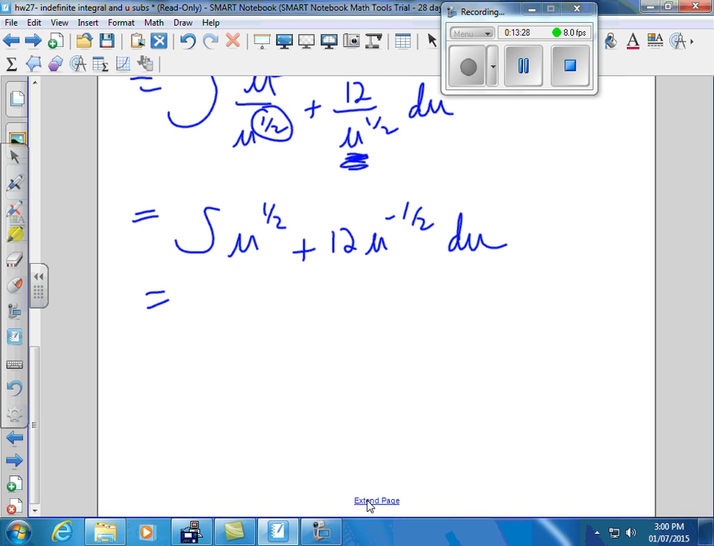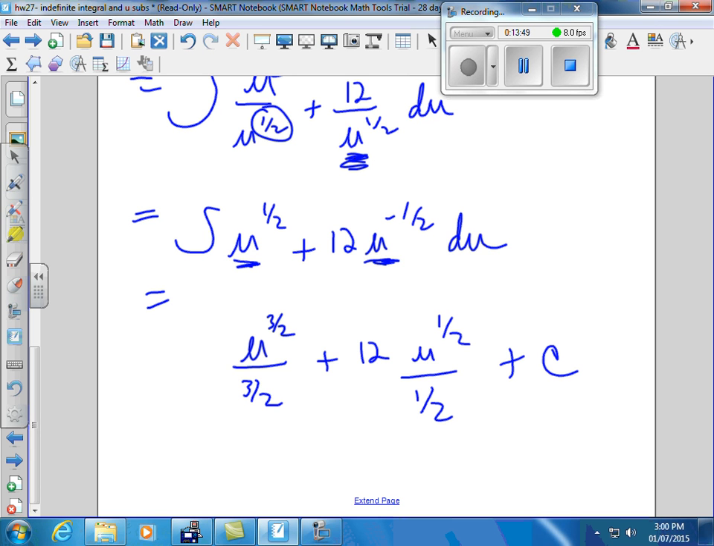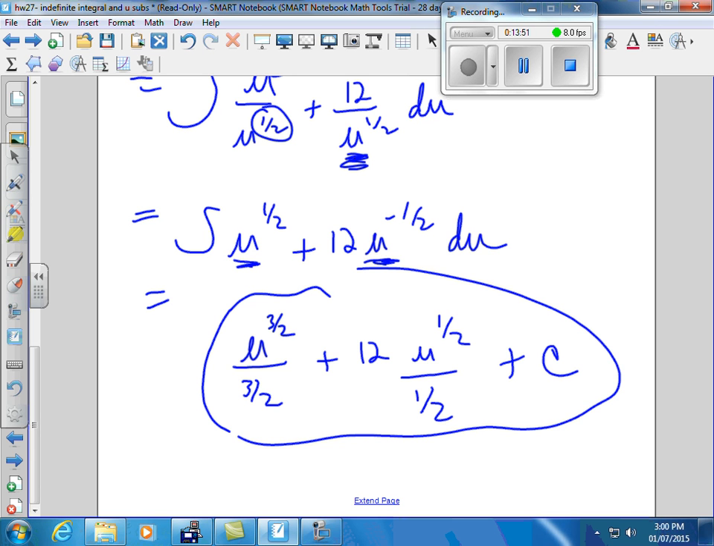Okay, so now we use the little plus 1 rule for this. So 1/2 plus 1 is 1.5, or 3/2. So you have u to the 3/2 over 3/2. For this one, negative 1/2 plus 1 is a positive 1/2. So you're going to have u to the 1/2 over 1/2. And then, of course, plus c. So we get there, and I'm pretty happy. Now you just got to clean it up and store the u back in.